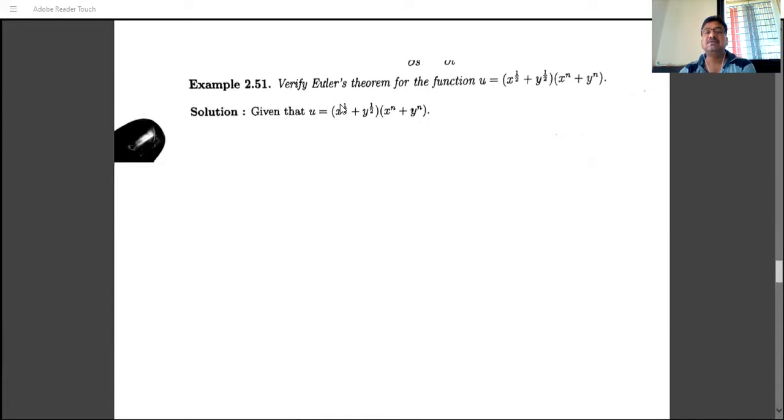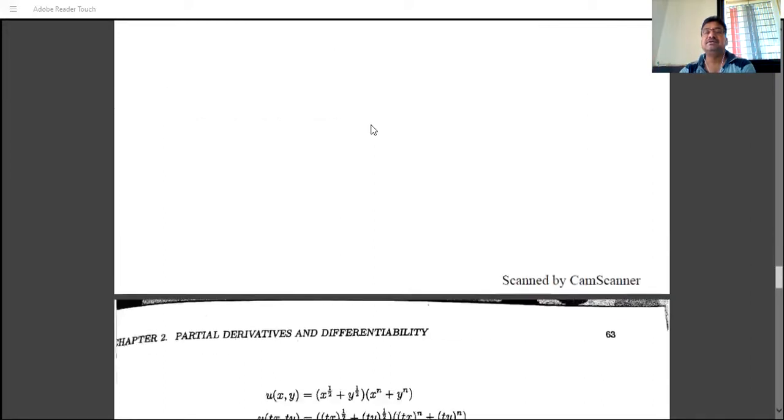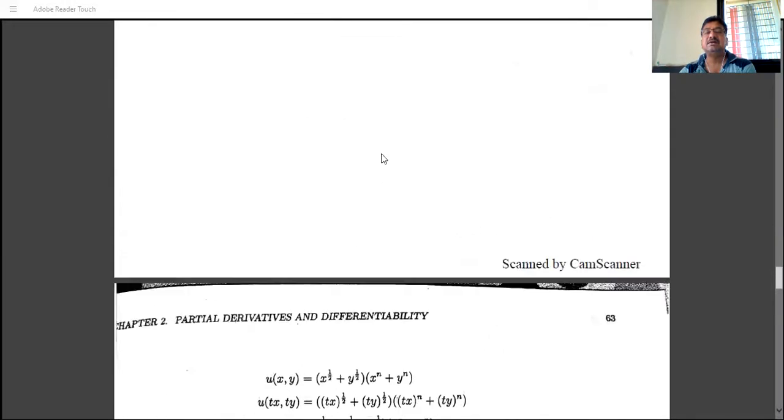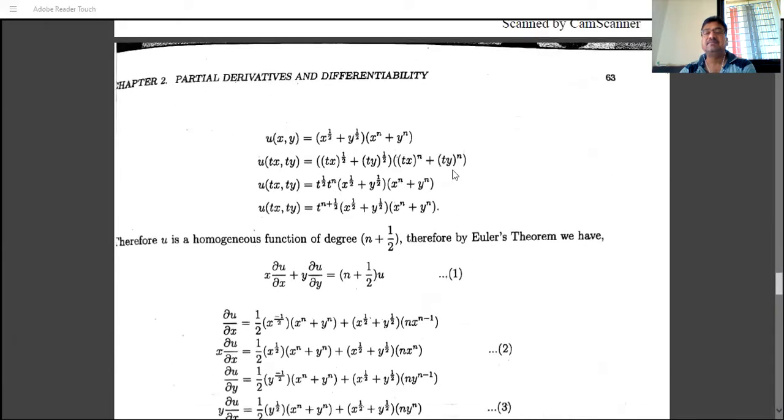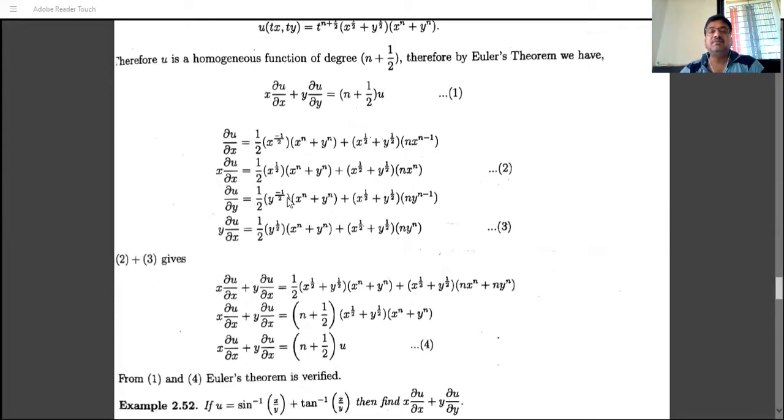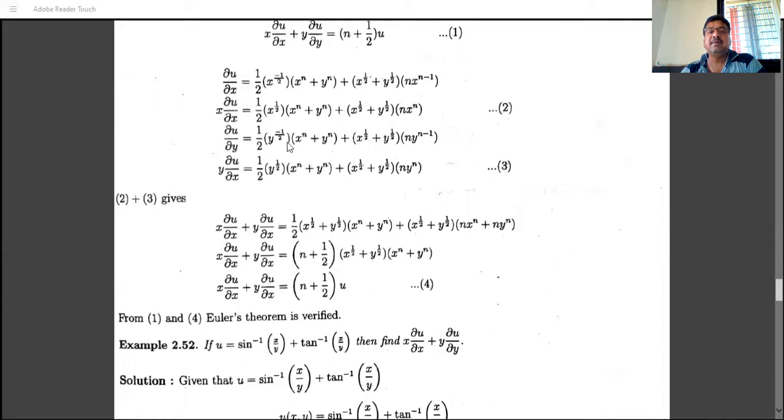1/2 x raised to 1/2 minus 1, that is x raised to minus half, and the derivative of y raised to half with respect to x is 0. So we have this, plus this quantity as it is, times the derivative of x raised to n plus y raised to n, which is n x raised to n minus 1. Now multiply by x: x raised to minus half into x raised to 1 is x raised to minus half plus 1, that is x raised to half, and x raised to n minus 1 into x raised to 1 is x raised to n. Similarly for ∂u/∂y, multiplying by y we have this.